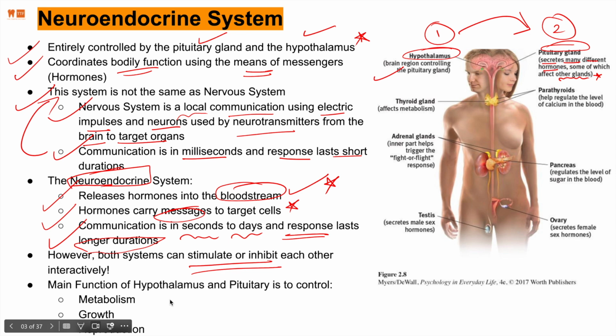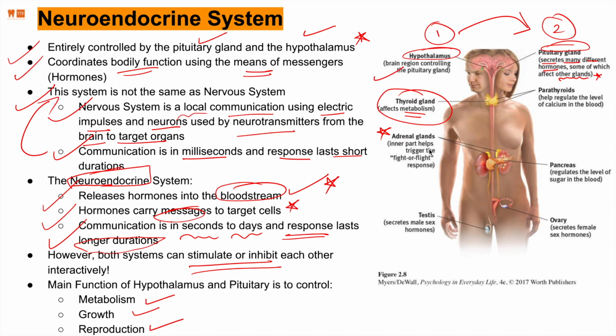The main function of the hypothalamus and the pituitary is to control metabolism, growth, and down here it says reproduction. So let's remember that. Now, we will touch on the thyroid gland in this lecture. It affects metabolism. And then we will touch on the adrenal glands, although a more detailed version will be in our corticosteroids lecture, which is the next lecture in the series.